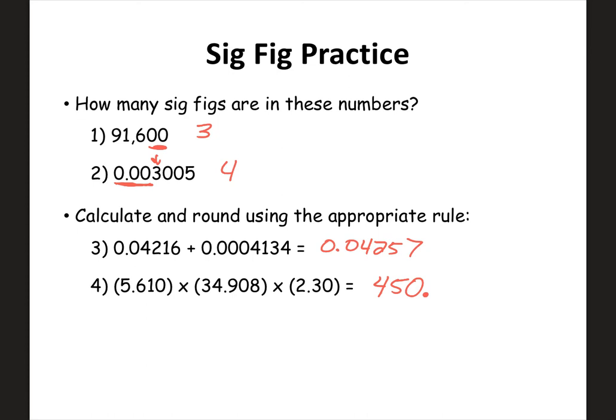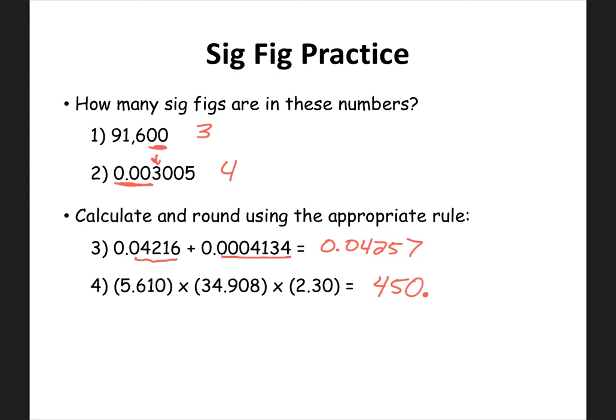When you look at the third one here, you are adding. So the rule is you count decimal places in each term and use the least. The first term has 5 decimal places. The second one here has more than 5. So your answer has to be rounded correctly to 5 decimal places. Right? Not sig figs, 5 decimal places. So that's the answer you get when you do that correctly.